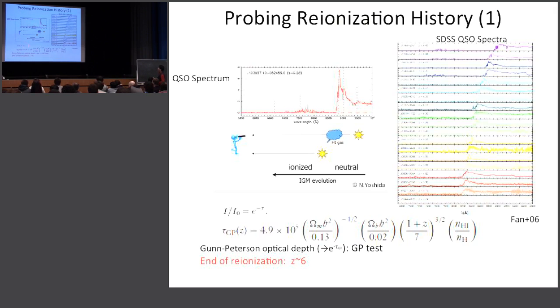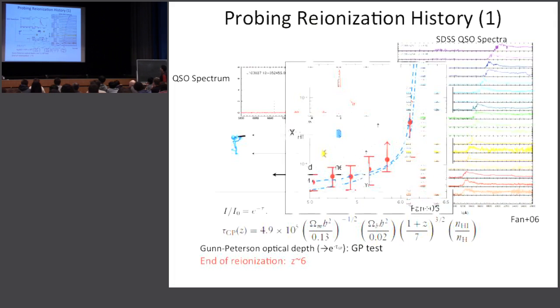Then you can get the optical depth of the Lyman-alpha, which is named the Gunn-Peterson optical depth. This Gunn-Peterson optical depth is related to the neutral hydrogen fraction. So using this technique, you can measure the Gunn-Peterson optical depth tau, and then derive the neutral hydrogen fraction. This is a quite famous result of the Fan et al. group, showing the average neutral hydrogen fraction derived by the Gunn-Peterson optical depth.